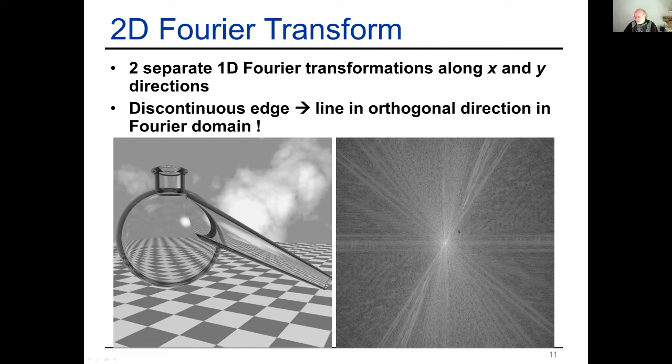So these lines here are the directions of edges that are orthogonal to this line. So it's probably this one here corresponds to this really strong edge here. And again, we have the low frequencies near the center, and then we go to higher and higher frequencies as we go away from the center. So it's almost a one-to-one correspondence between the 1D and the 2D, except there is this orientation aspect.